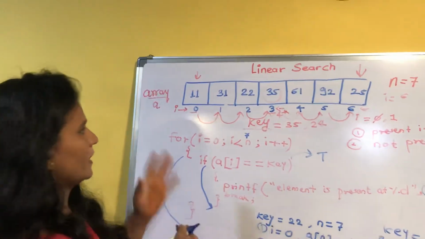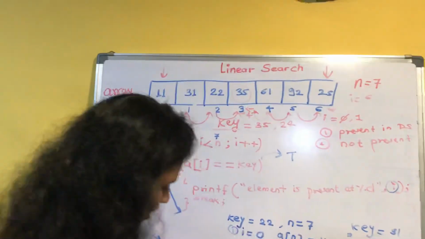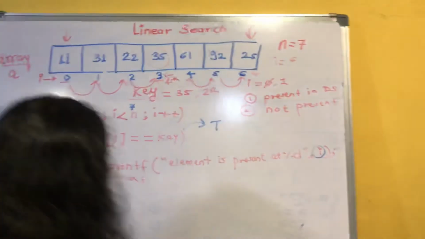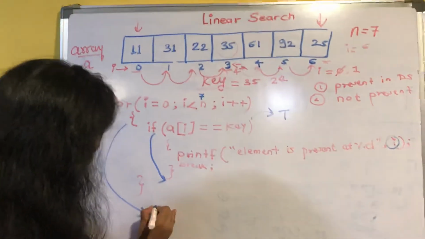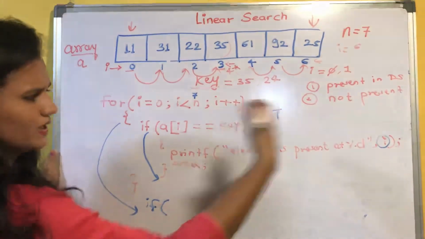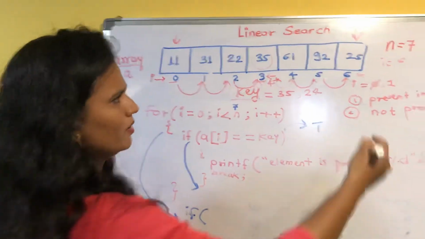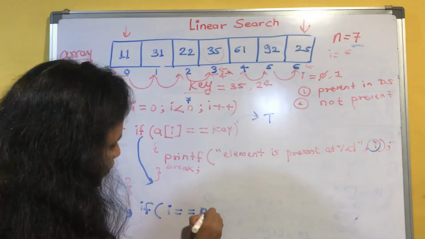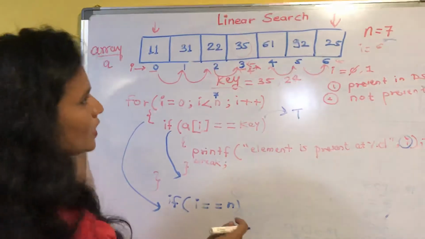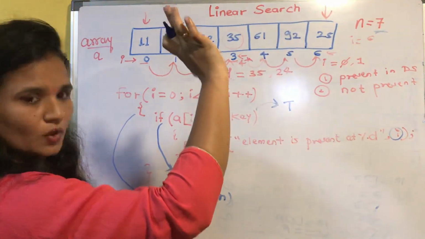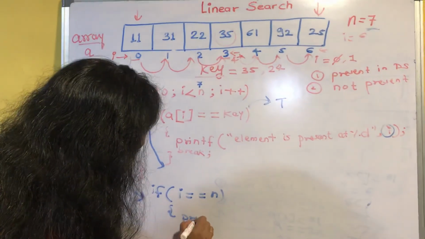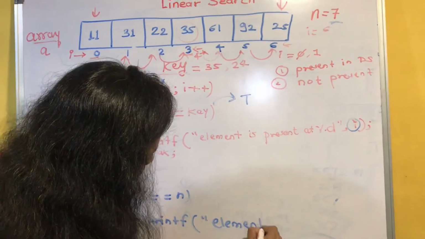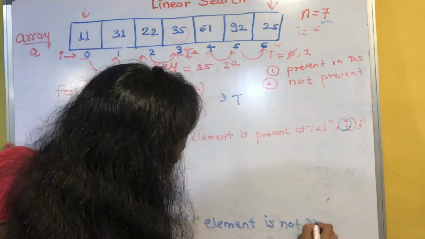Now when the element is not present in the data structure, our code should print that the element is not found. For that I am going to write some more instructions. In the last condition, your i became 7, means i became n. So if i equals n, in that case you reached the end of the array. So here we write printf, element is not present.